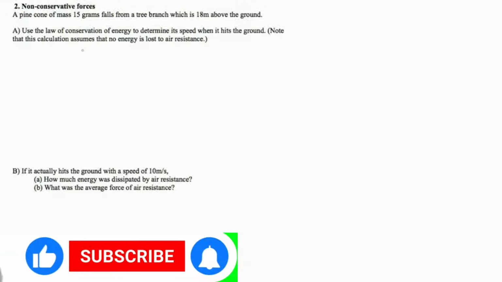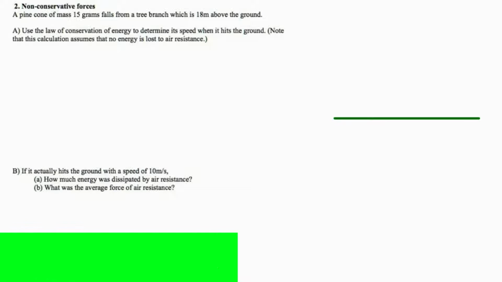A pine cone of mass 15 grams falls from a tree branch which is 18 meters above the ground. Use the conservation of energy to determine the speed when it hits the ground. We have to assume that there's no energy loss. So the figure looks something like this. This is the ground.